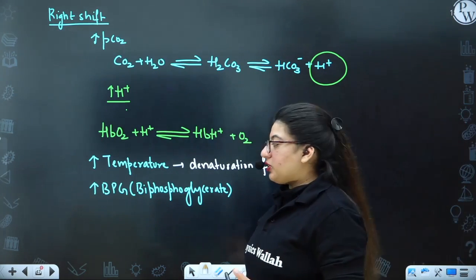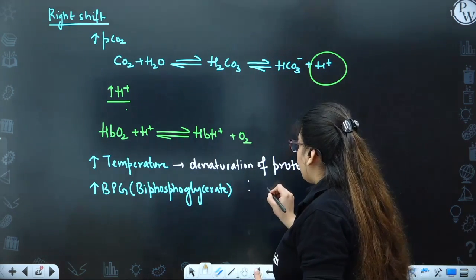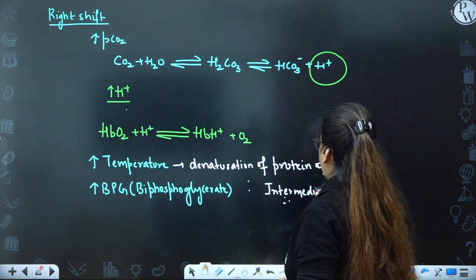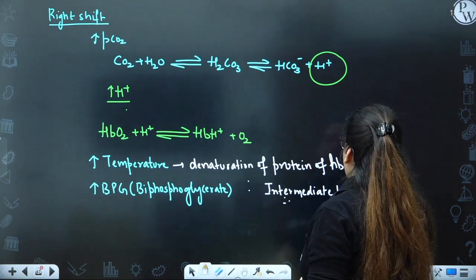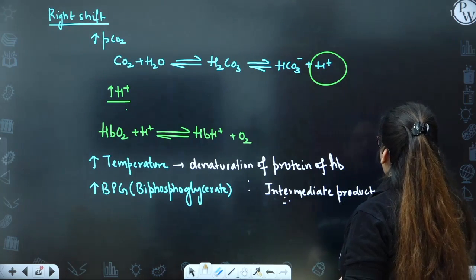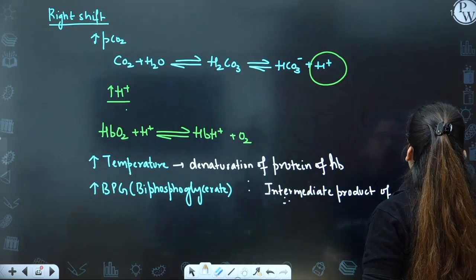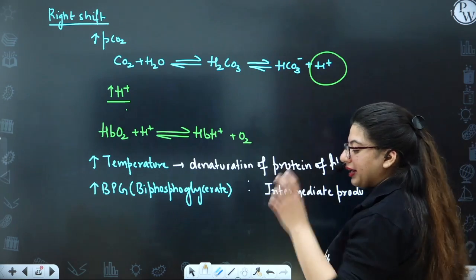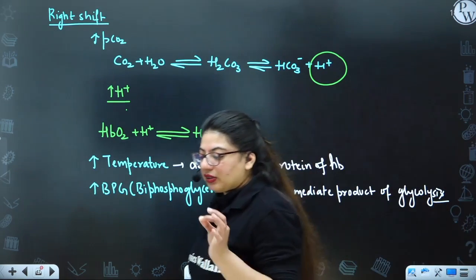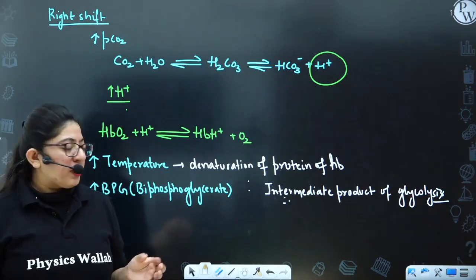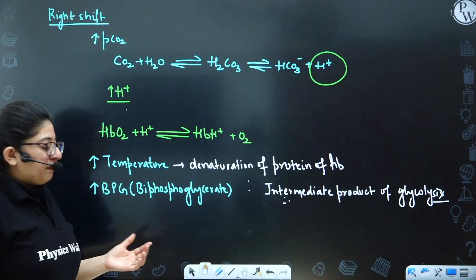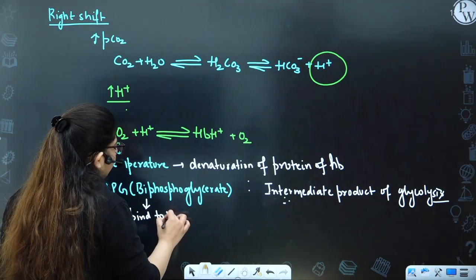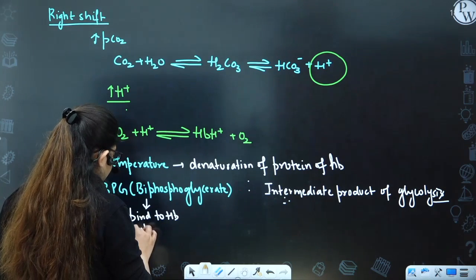What about BPG? What is BPG? It's the intermediate product of glycolysis. You must have heard of glycolysis. Glycolysis is the breakage of glucose to give you energy. It's a 10-step process, and at the fifth step, the BPG is formed. So if there is more BPG, this will bind to hemoglobin and this destroys the hemoglobin structure.